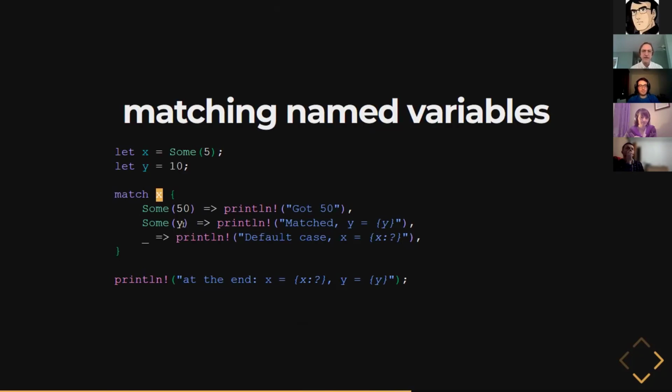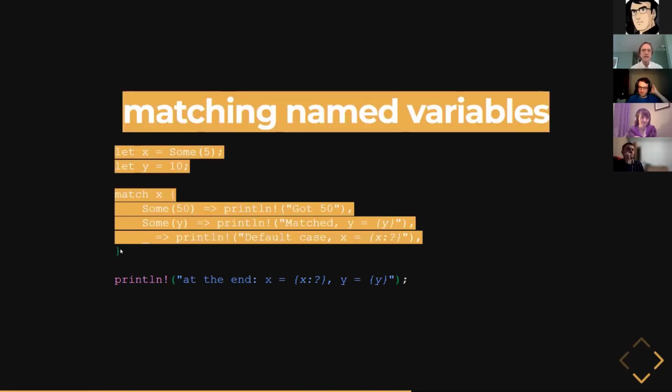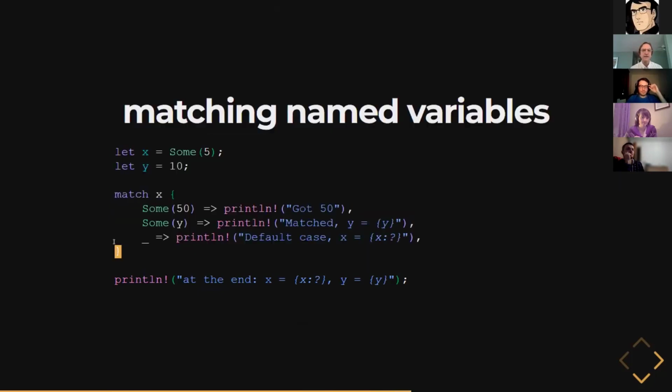Some(5) does match Some(y) and binds y to 5. So this will print out y equals 5. And then here, that shadow binding to y goes away. So this will print out y is 10 again. So that's what that example was getting at.